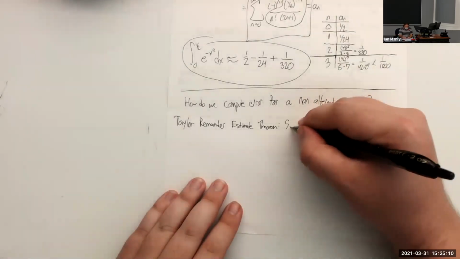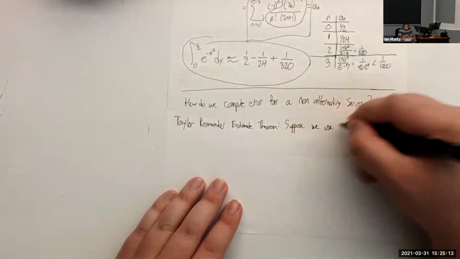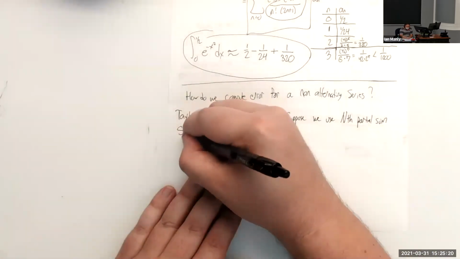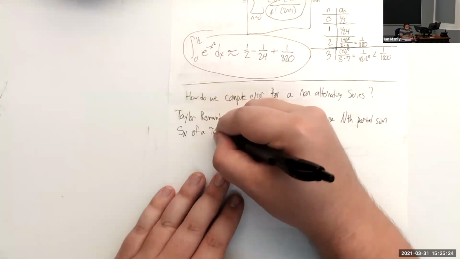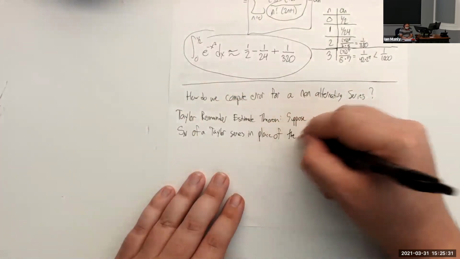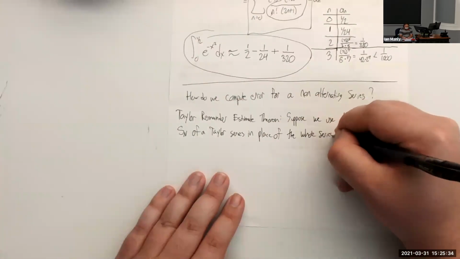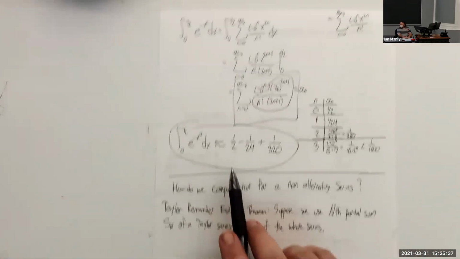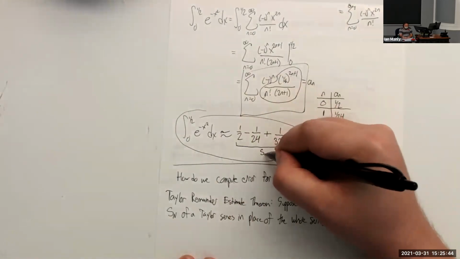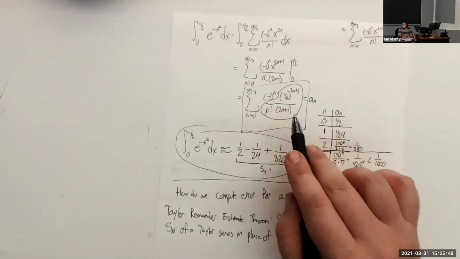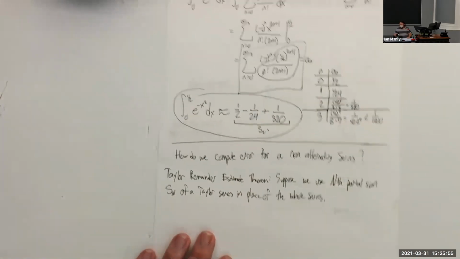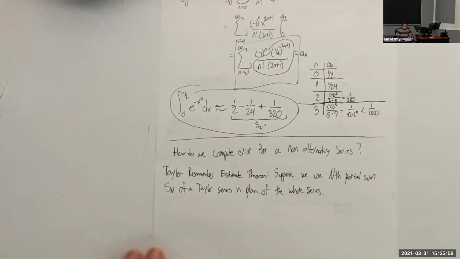Okay, so suppose we use the nth partial sum S sub n of a Taylor series in place of the whole series. So what I mean by this, back in this example here, we used n equals 0, n equals 1, n equals 2. So we used S2. This is S2 right here. We used S2 in place of the entire series. Now, it's going to end up having some error because you're missing a bunch of terms here, but it's at least a decent approximation. So what happens if we do that for a non-alternating series?